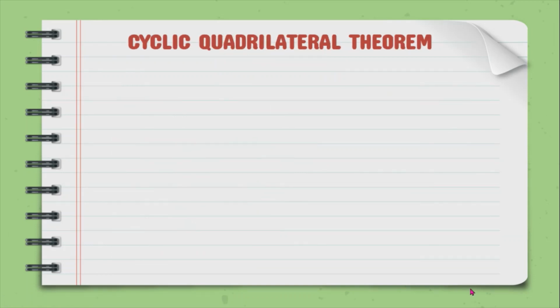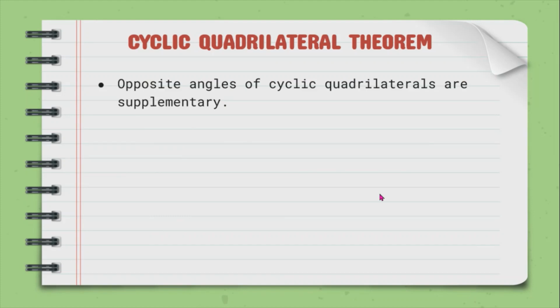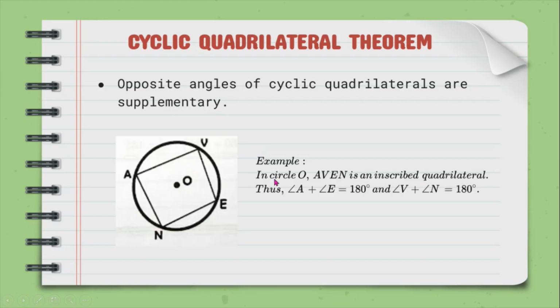So next is the cyclic quadrilateral theorem. Opposite angles of cyclic quadrilaterals are supplementary. So given here, circle O, AVEN here is an inscribed quadrilateral. So opposite angles A and E, and V and N here are supplementary. Thus, if you add up angle A plus angle E, that is 180 degrees, and angle V plus angle N is also 180 degrees.